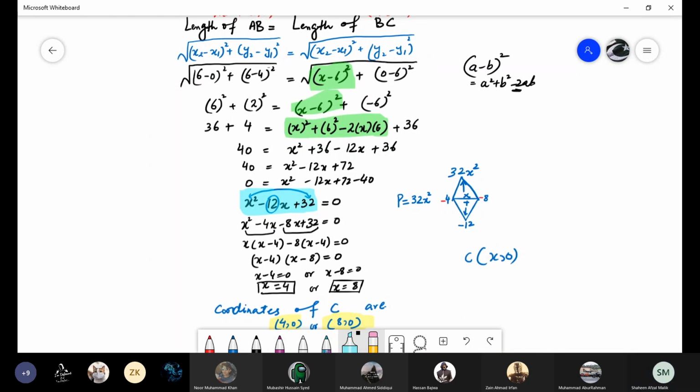Got it? Ma'am, can you explain it a bit more on where you use the formula? I didn't use the formula. Which formula, Mubashir? The second identity?